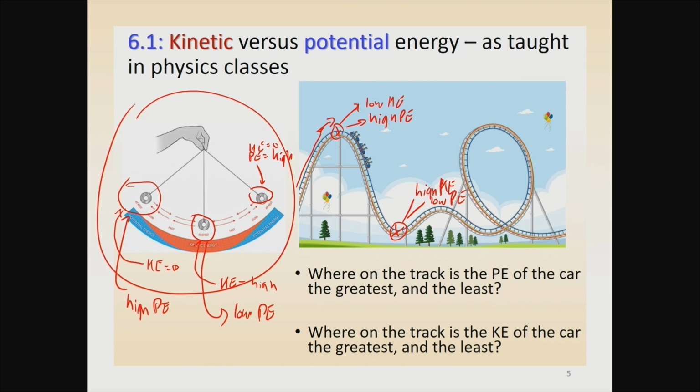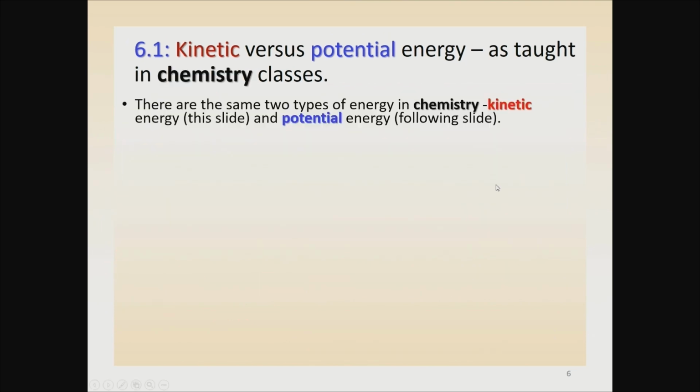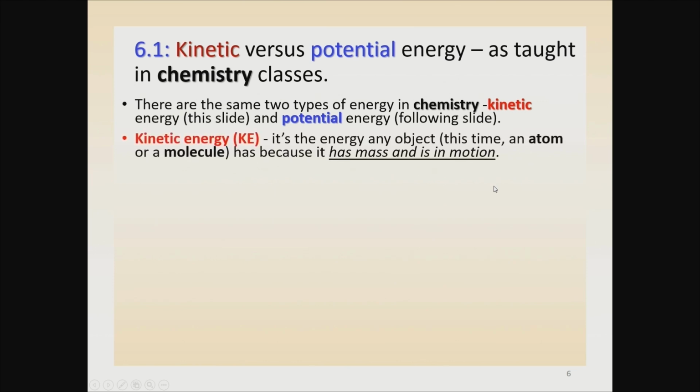So this is kinetic and potential energy as maybe taught in physics classes, but we're in a chemistry class. So let's talk about how kinetic and potential energy are applied in a chemistry class. Now, in chemistry, you're dealing with atoms and molecules. So the question is, can atoms and molecules have kinetic energy? And the answer is yes.